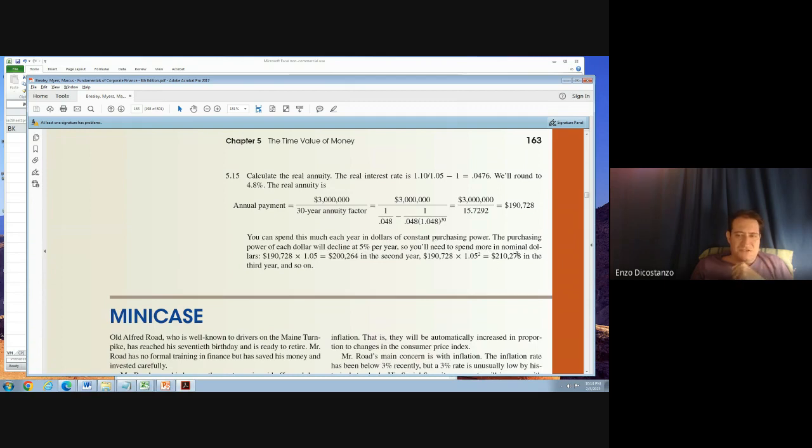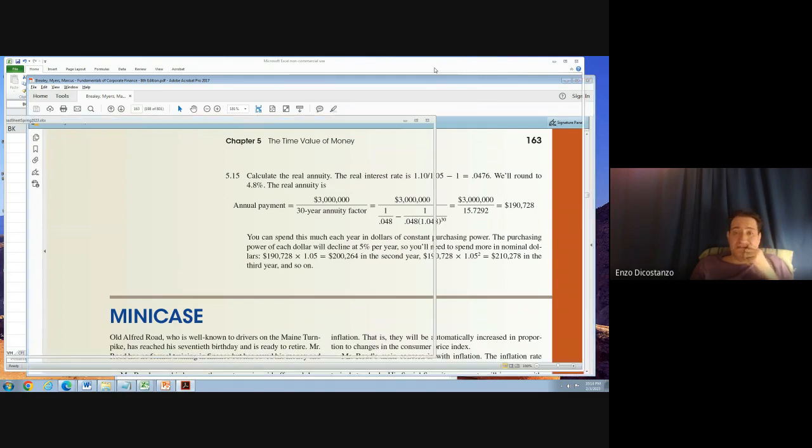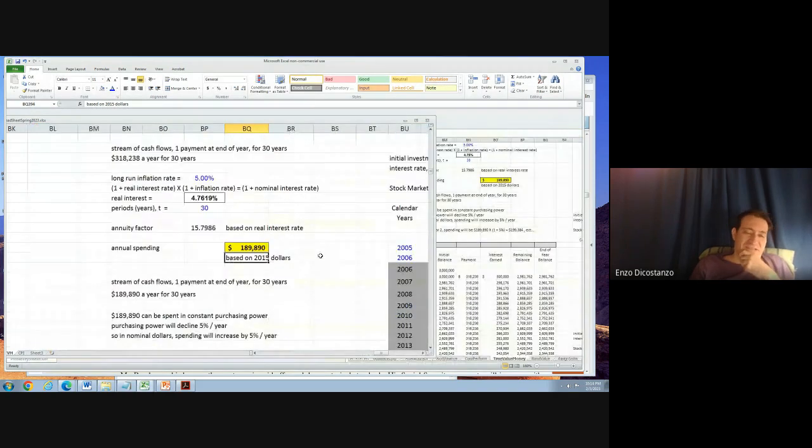So I don't know what this 210 and this 200, I don't know what all that stuff is. Yeah, they're doing inflation adjustments. So you get more. It says you have to spend more. That doesn't really make any sense, but okay, I know what they meant. Yeah, you can, but the purchasing power will decline 5% a year. Right, that's what that means. So now the spend will increase.